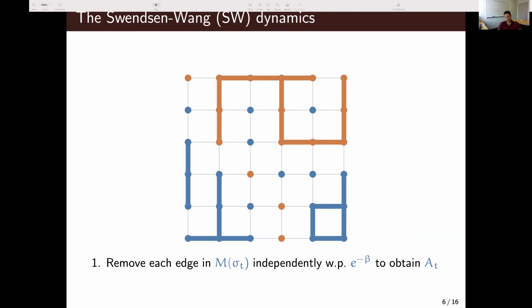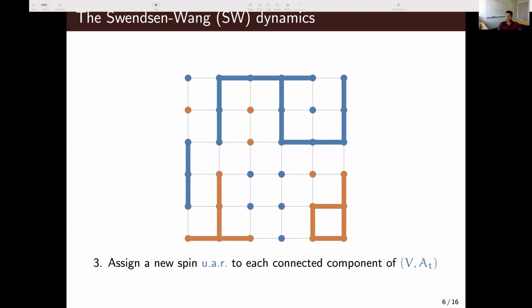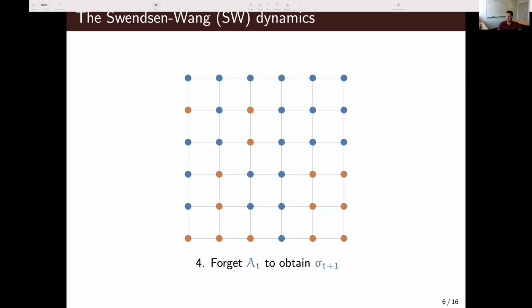Now from this new configuration, we forget the spins and we keep the edges. This is how our intermediate configuration looks. For each connected component in this intermediate configuration, that is on the edges, we assign a new spin at random. We pick a spin uniformly at random from 1 through q, and we assign it, and it will look something like this. Then we drop the edges, and we obtain a new configuration.